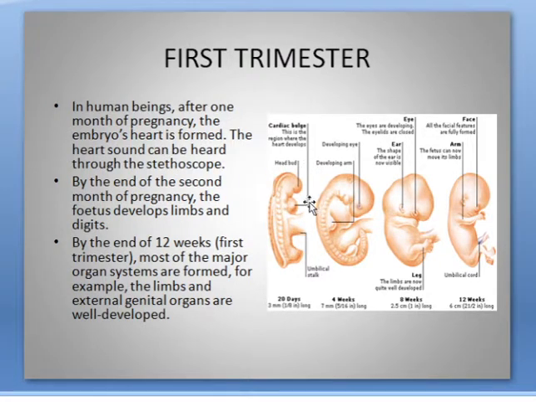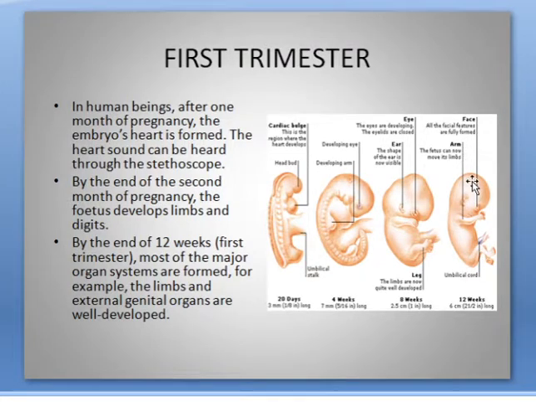First month, the embryo's heart has developed. You can see this heart bud is here. So in the first month itself, the heart sound can be heard through the stethoscope. Then gradually the limbs and the eyes are developing. Within 4 weeks, the limbs and eyes are developing. 8th week, the limbs and the digits, the hands, the legs, and the fingers and toes have developed. And finally at 12 weeks, that is the end of 3 months, most of the organs have developed.